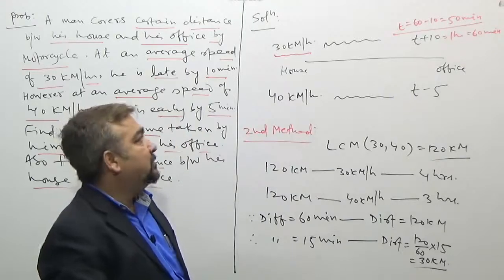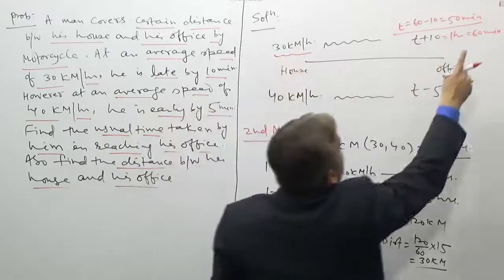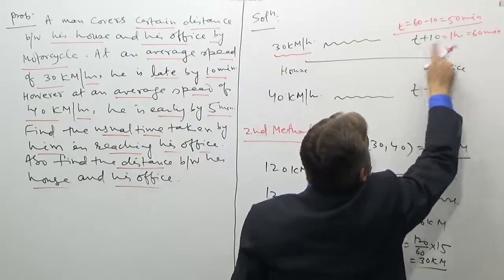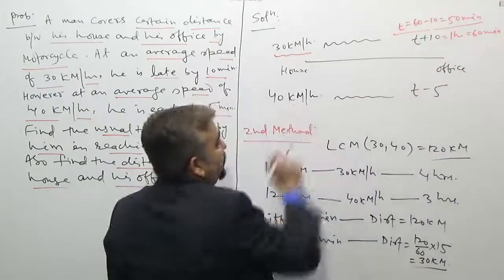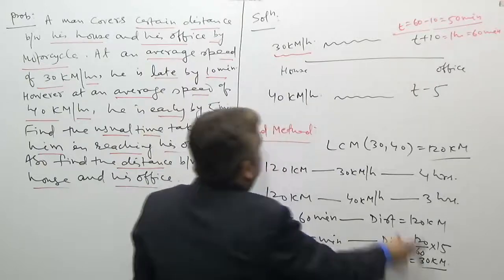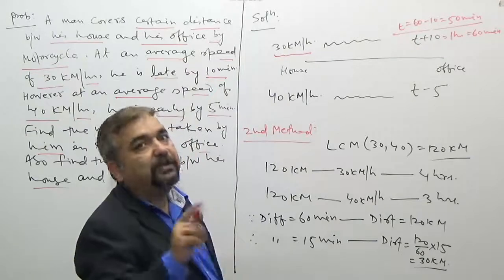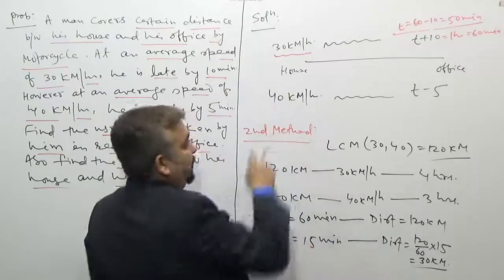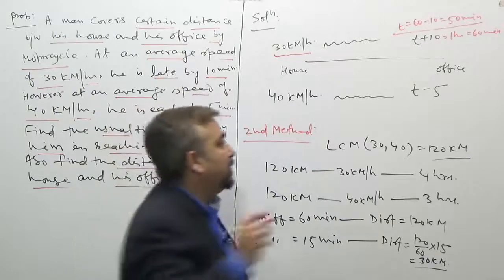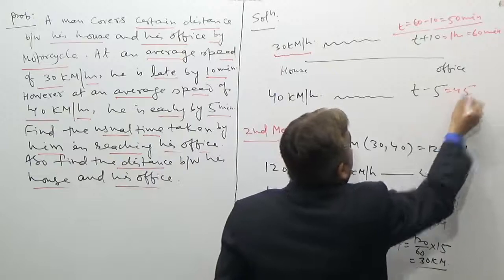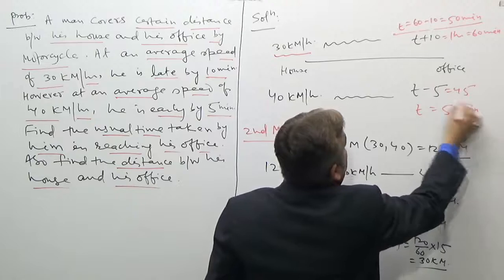I hope you understand this. 30 kilometer distance is covered with this speed in how much time? 1 hour or 60 minutes. That is t plus 10, 60 minutes. So, t equal to 60 minus 10, 50 minutes. Or you can use this one also. 30 kilometers covered by 40 kilometers per hour in how much time? 3 by 4 hour in fact. 30 divided by 40, 3 by 4 hour, or you can say 3 by 4 into 60, that is 45 minutes. So, t equal to 45 plus 5, 50 minutes.